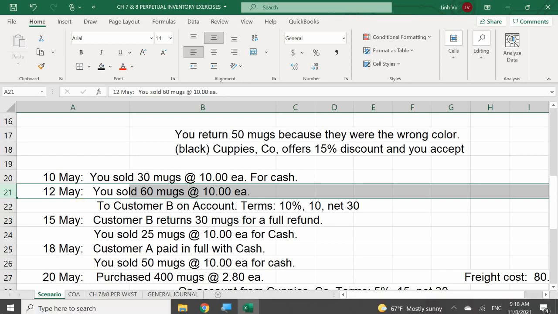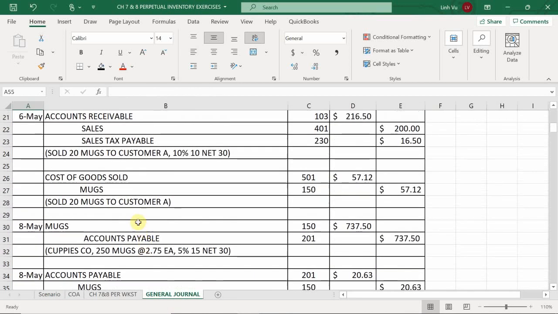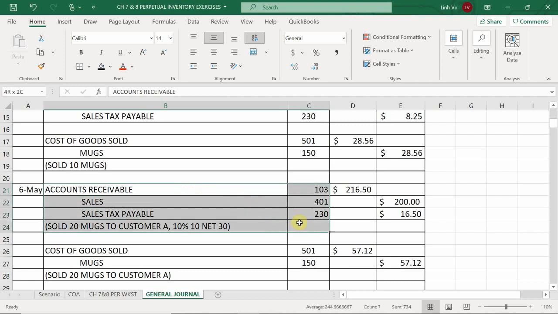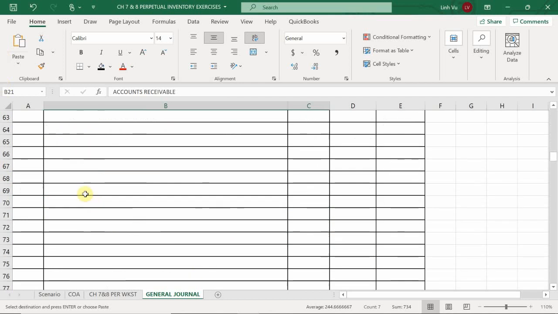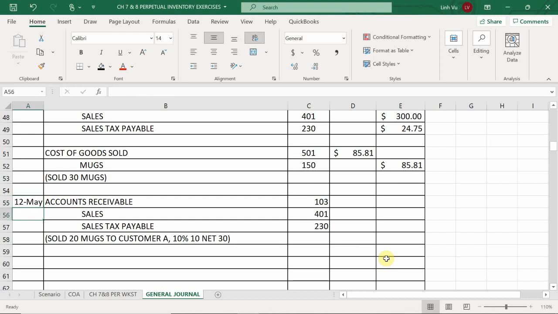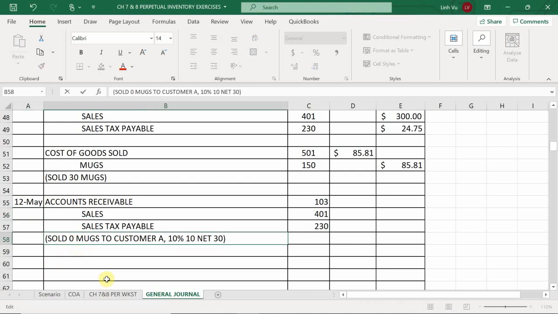So how do I journalize this? Accounts receivable debit, credit sales and sales tax. Good. Okay. So it's May 12th. And we sold 60 mugs to customer B.